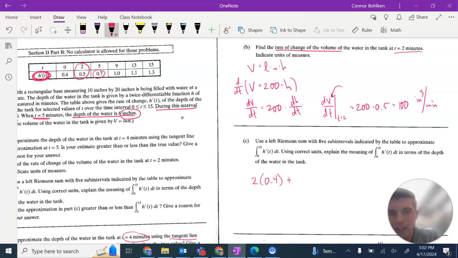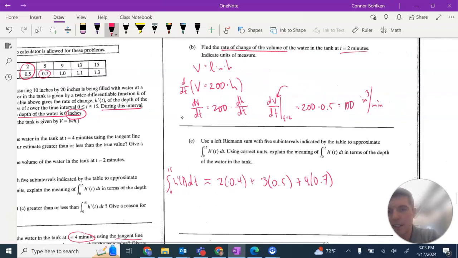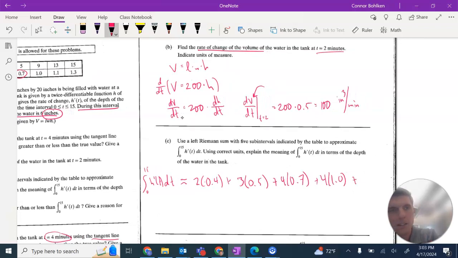I'm actually going to add something here. I'm going to say my integral is approximately equal to that. This isn't necessary, but I think it is valuable to say this is what I'm actually evaluating here. So delta x times the left side of the interval, plus delta x times the left side of the interval again, plus delta x times the left side of the interval, plus delta x times the left side of the interval, plus delta x times the left side of the interval.